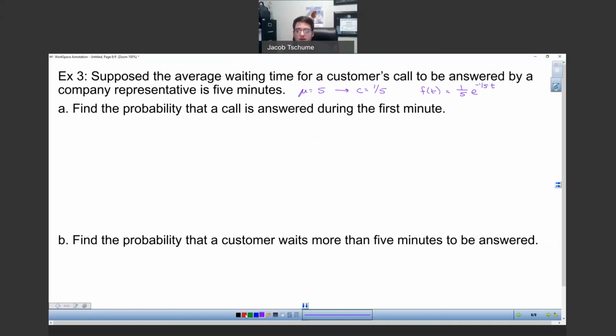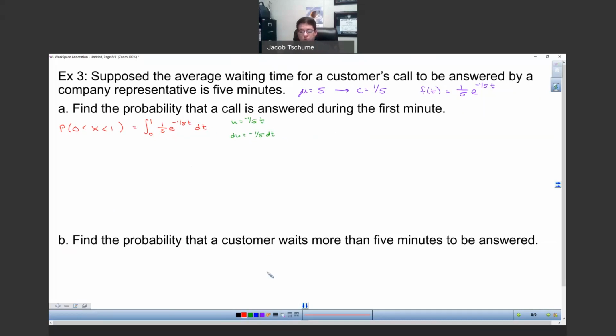All right, so if we're finding the probability that it's answered during the first minute, that would be the probability between 0 and 1 minute happening. So this would be equal to the integral from 0 to 1 of 1/5 e to the negative 1/5 t dt, which is going to be another similar u sub. So this one's a little bit different, so I'll actually write it. U will be negative 1/5 t, and du would be negative 1/5 dt.